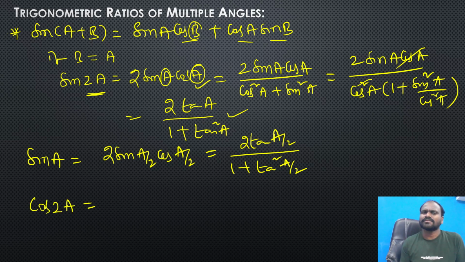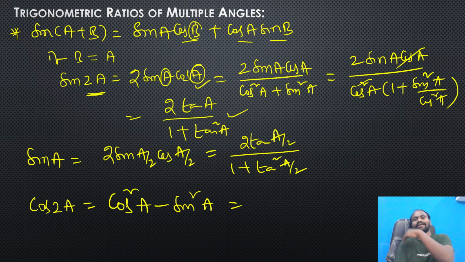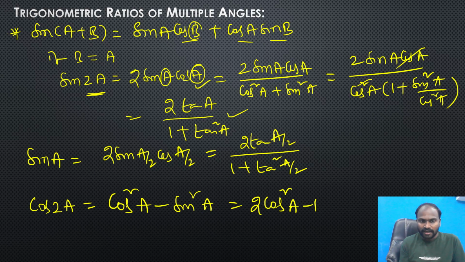Next, similarly cos 2A. What is the cos of A plus B formula? Cos A cos B minus sin A sin B. Replacing B with A, that means it becomes cos A into cos A minus sin A into sin A. So I can write simply cos square A minus sin square A. I will replace sin square with 1 minus cos square. Then what will I get? Minus of minus cos square plus cos square becomes 2 cos square A minus 1. Or I will replace cos square with 1 minus sin square, and what will I get? 1 minus sin square, which is 1 minus 2 sin square A.